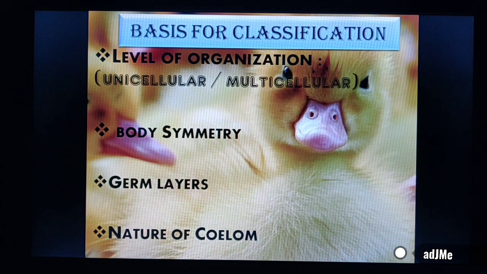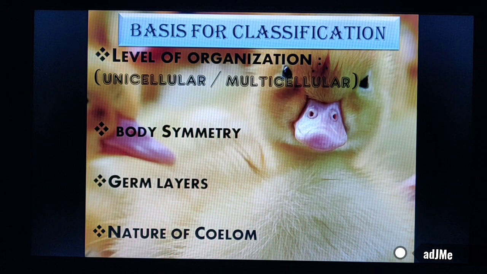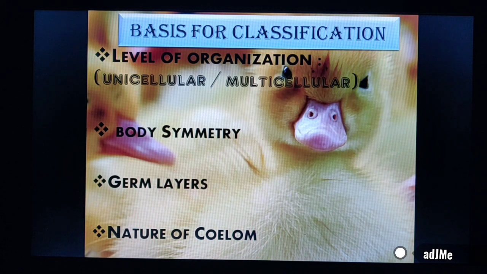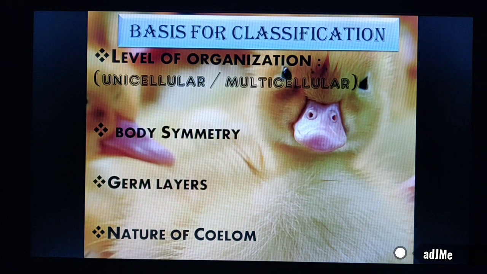First one is level of organization. Second one is body symmetry. Third, germ layer. And fourth one is nature of coelom. So only these 4 factors we are going to learn. Again I repeat, level of organization, body symmetry, germ layers and nature of coelom. Based on these factors, many scientists have given classification. So let us start with the first topic, that is levels of organization.